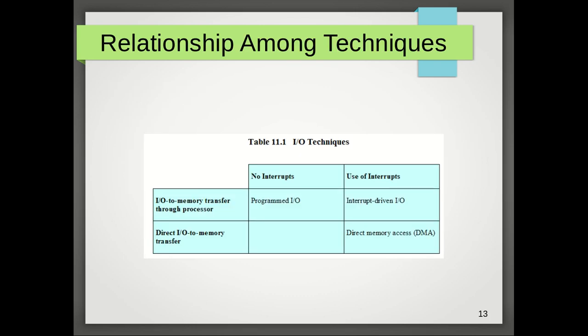So this is the relationship among the techniques. Depending on the IO technique, whether it has interrupt or no interrupt. If you are using no interrupt, then IO to memory transfer is done by program IO through the processor. When we need to perform IO to memory transfer through the processor using interrupt, then it is interrupt driven IO. And if we want a direct transfer between IO and memory, that is direct memory access, not through the processor. Okay, so here we are not using the processor, so here you can use direct memory access.